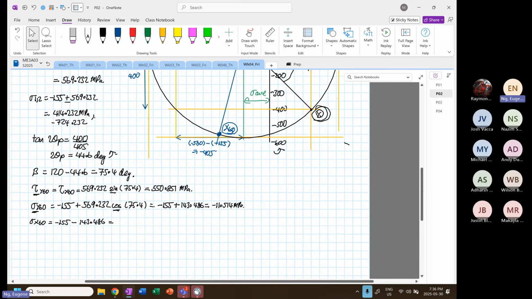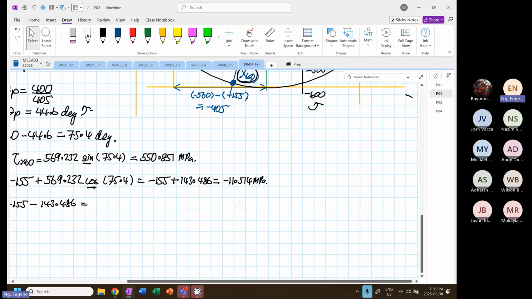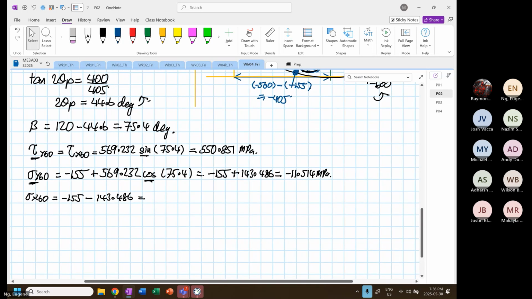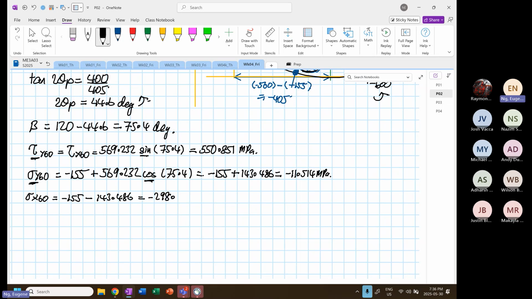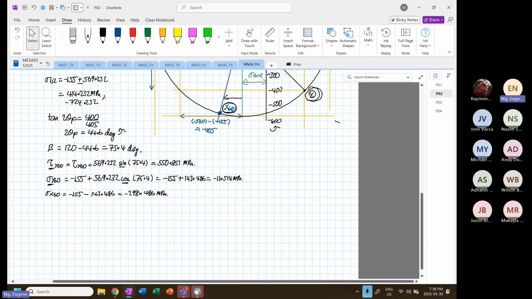And then the normal stress x60 will be minus 155 minus 143.486, minus, because x60 is on the left-hand side of the average stress. So minus 155 minus 143.486, the value you get is minus 298.486 megapascal.